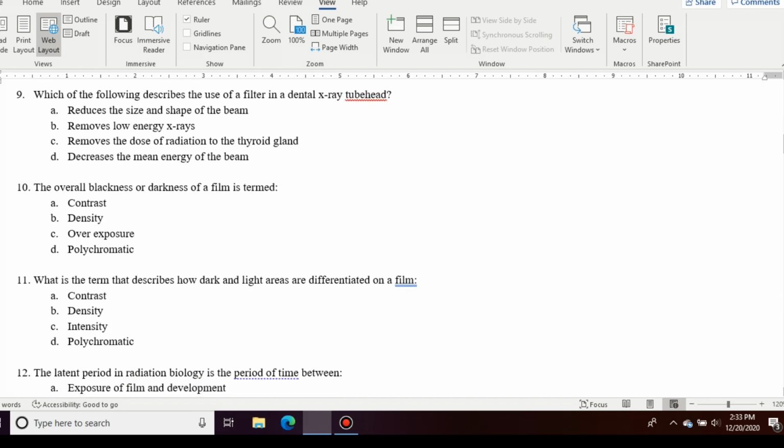Number 9. Which of the following describes the use of a filter in the dental X-ray tube head? A, reduces the size and the shape of the beam. B, removes low-energy X-rays. C, removes the dose of radiation to the thyroid gland. Or D, decreases the mean energy of the beam. The correct answer is B, removes low-energy X-rays.